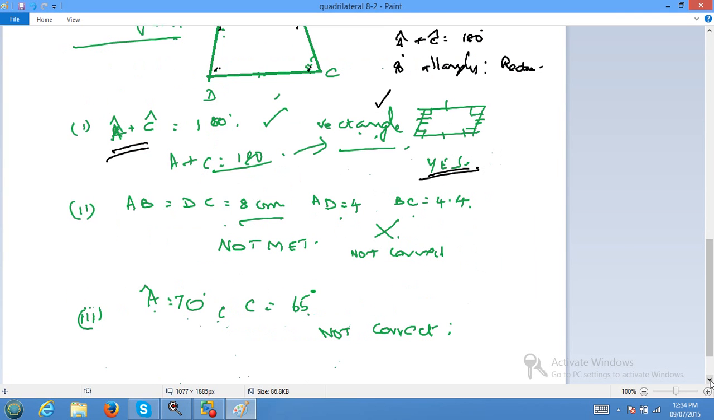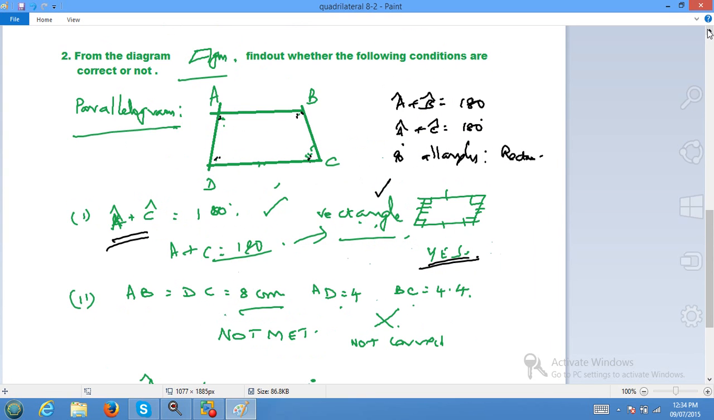Next possibility: AB is equal to DC is equal to 8 centimeters. Opposite two sides are equal, AB and DC are equal to 8 centimeters. And AD and BC are different. AD is 4, this is 4.4. So it's not correct. Opposite sides are not equal. In a parallelogram they should be equal. So it's not correct.